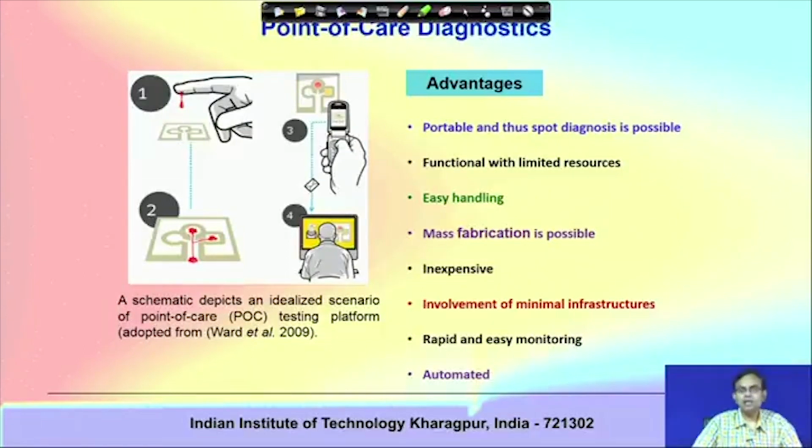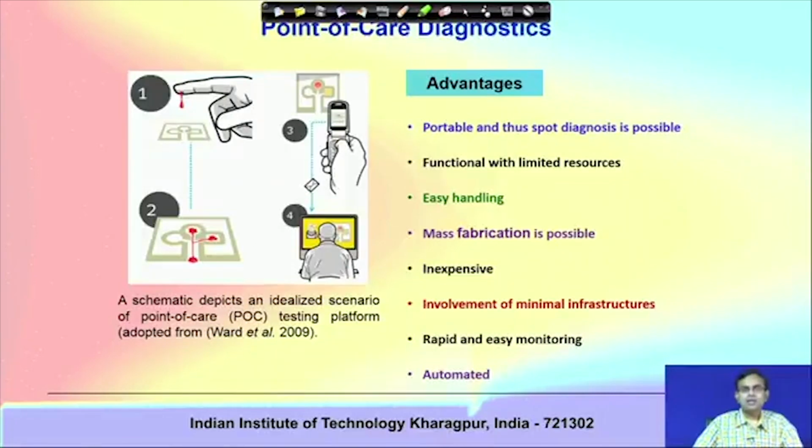So, I hope I could clarify how these tests could be done. There are many advantages of such tests: these are portable, and thus on-spot diagnostics is possible. These can function with limited resources, like just capillary-based blood drawing from the fingertip. Sometimes the device in which this blood is loaded needs to have good capillary action, so that by surface tension driven flow the blood gets transmitted from the source to the destination where the chemical is there with which the blood will react.